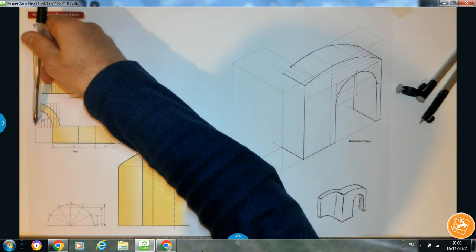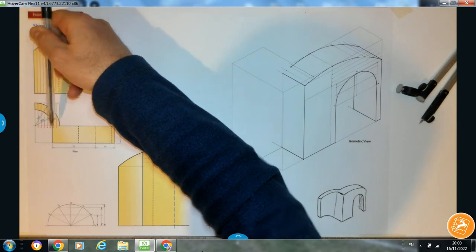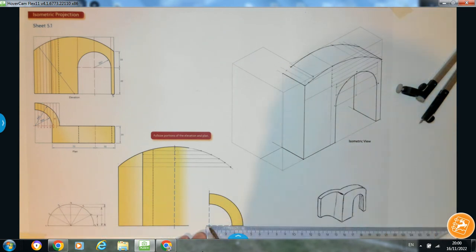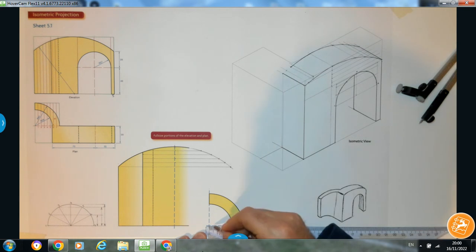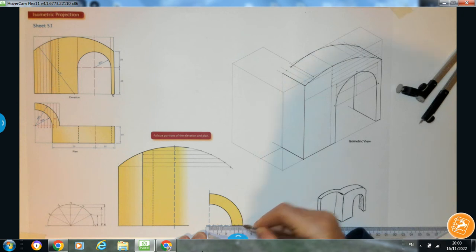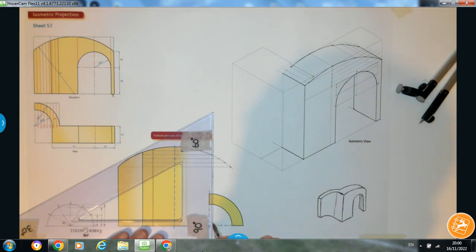Now what they've actually done is they've broken that up into ordinates as well, into 8 sections. The reason they've done 8 is because the radius from the center point out to here is 40, so it was easy for them just to go in 5s. So 5, 10, 15, 20, 25, 30, 35, and obviously 40. At every one of them, I will project up a vertical line.